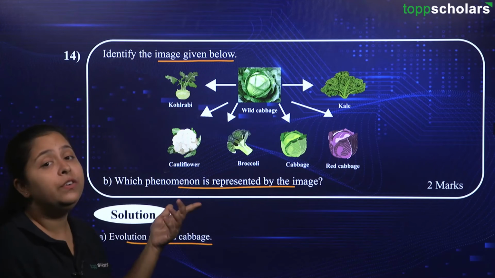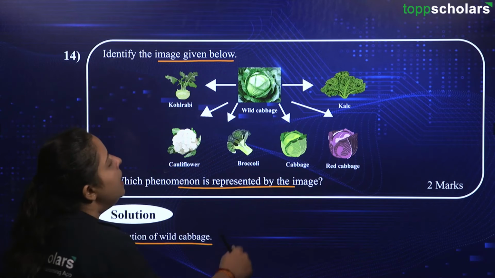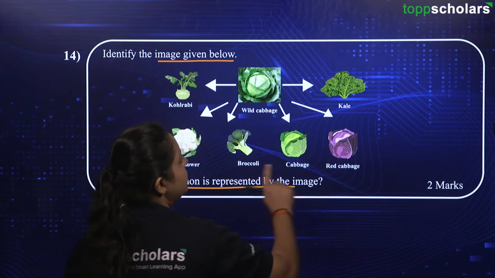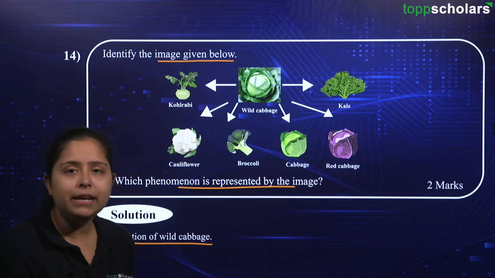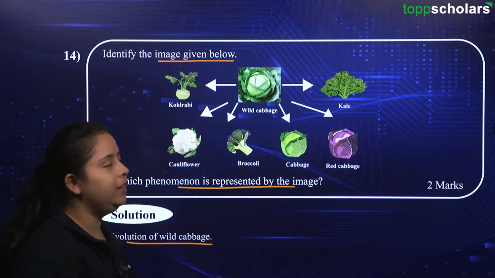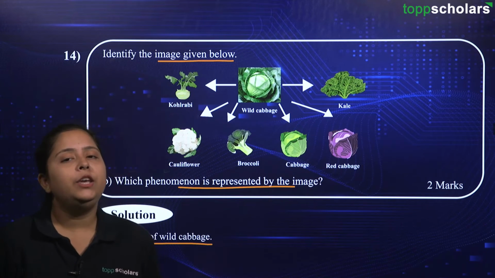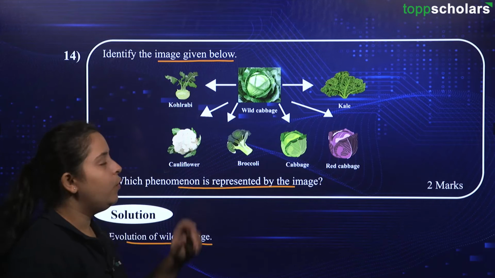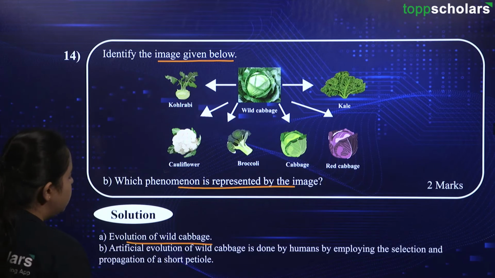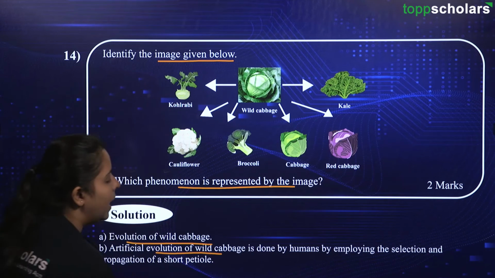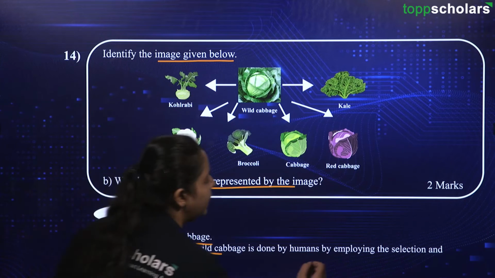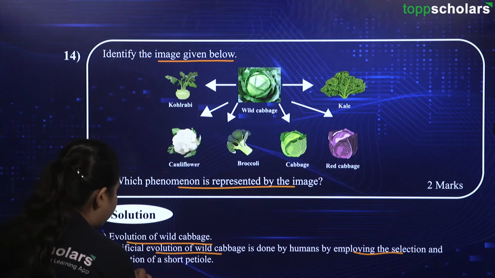Now let us see which phenomenon is given over here. Now here friends, this evolution is not natural. Human beings have introduced this evolution, hence the term we will be using is artificial evolution. Artificial evolution of wild cabbage is done by humans by employing the selection and propagation of a short petiole.